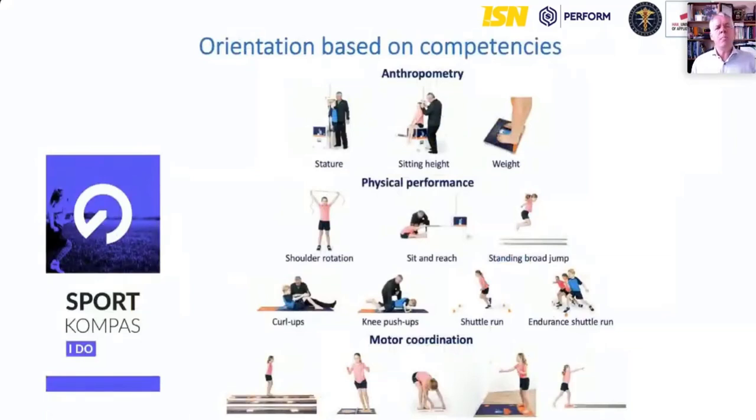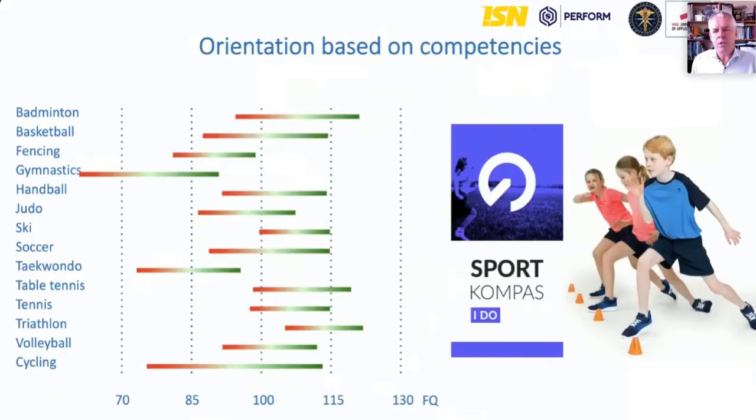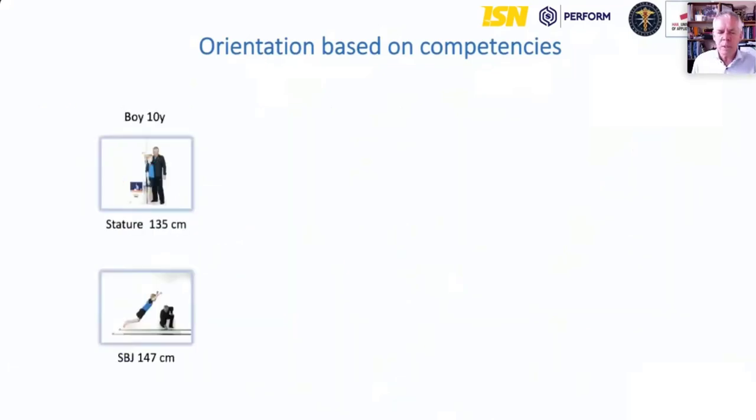And another way is that we measure the competencies, and then we measure, of course, the motor coordination, which is in the underline, the KTK balance and so on. We already saw that, but we add this physical performance test and also the anthropometry. So when you use this orientation based on competencies, you see that there are differences between the sports. Badminton and basketball and so on all have different measures when it comes to stature. We see that volleyball players, basketball players are the tallest and the gymnasts are the smallest. But we also do this for other competencies, like, for example, the endurance shuttle run, or like, for example, the fundamental movement skills.